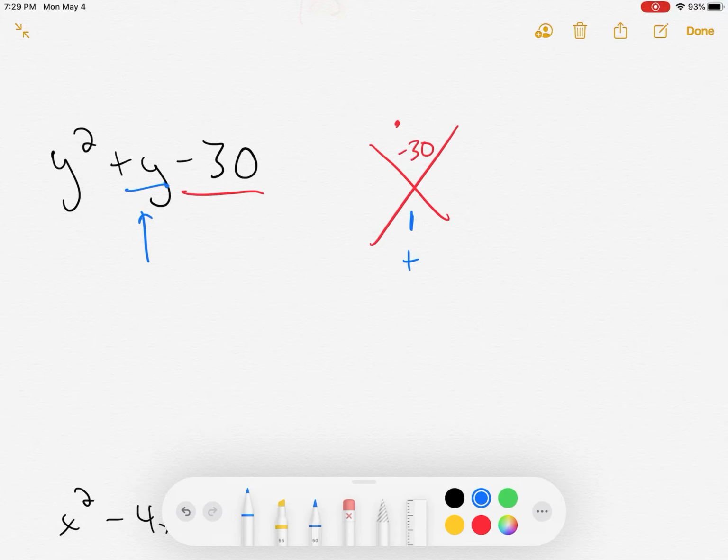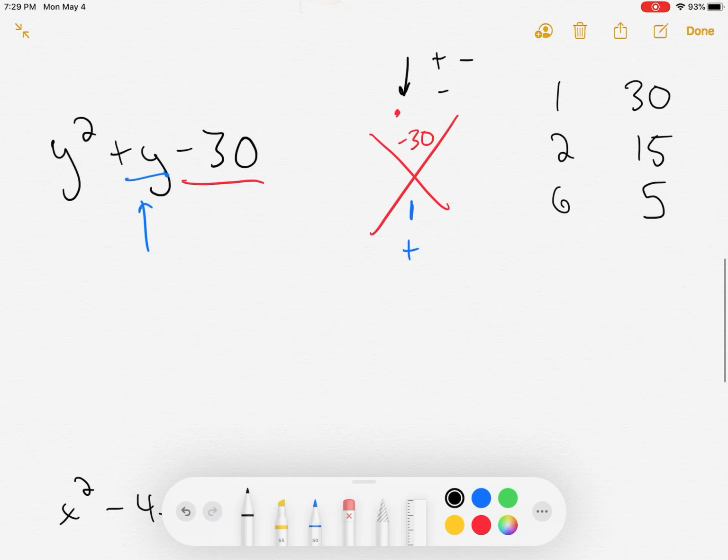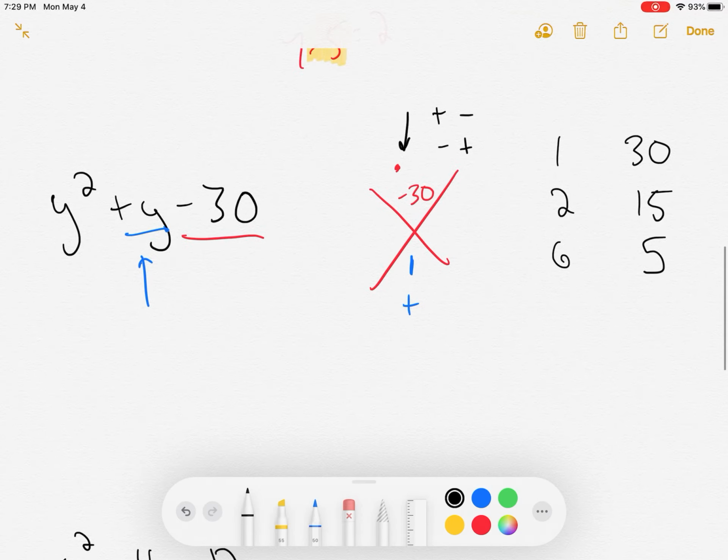So again, let's start by ignoring the sign out front. Let's just list out numbers that multiply to 30. I have 1 and 30. I have 2 and 15. I have 6 and 5. And again, if I want to get this to be a negative 30, I need a positive times a negative, or a negative times a positive.